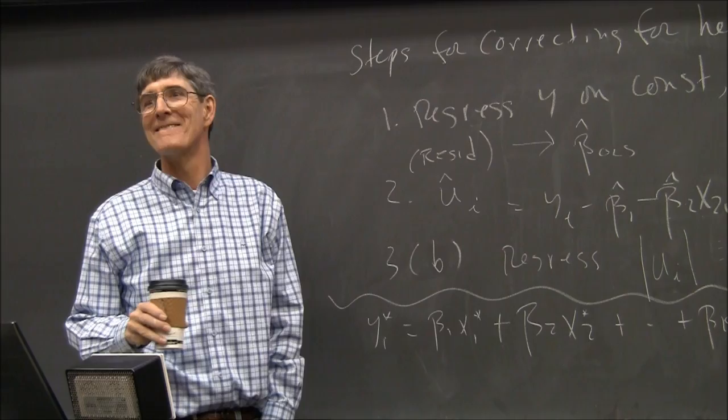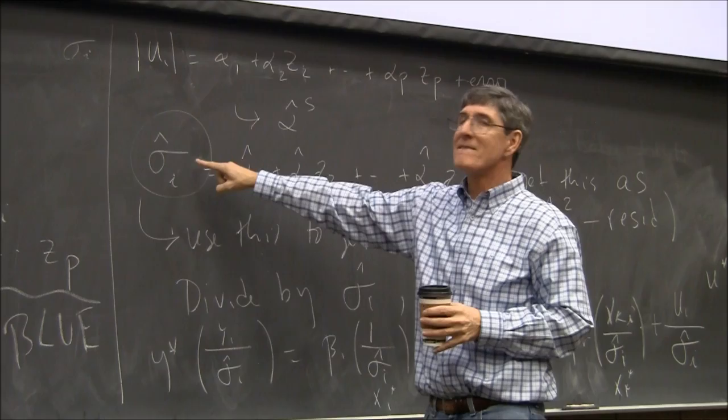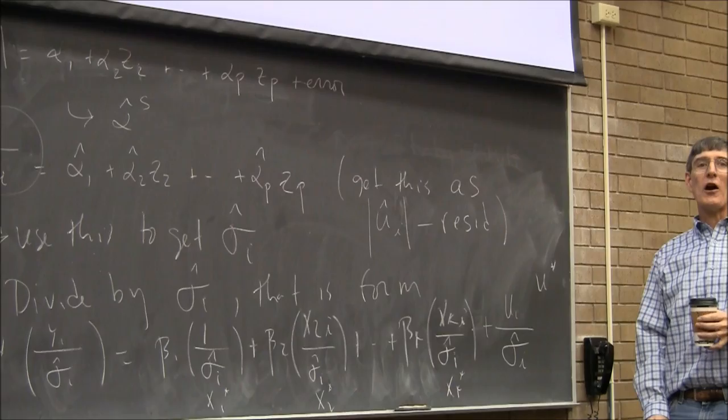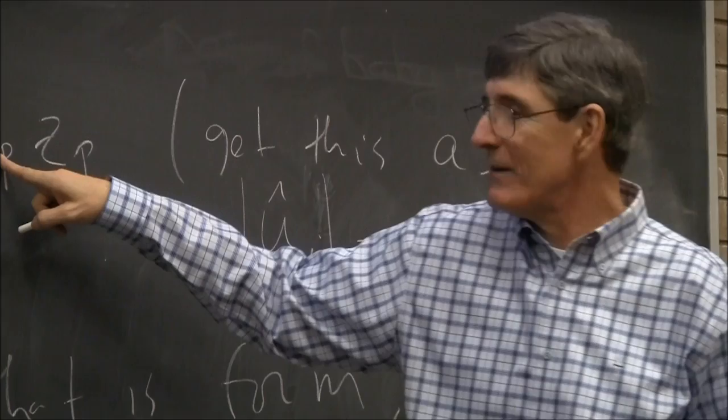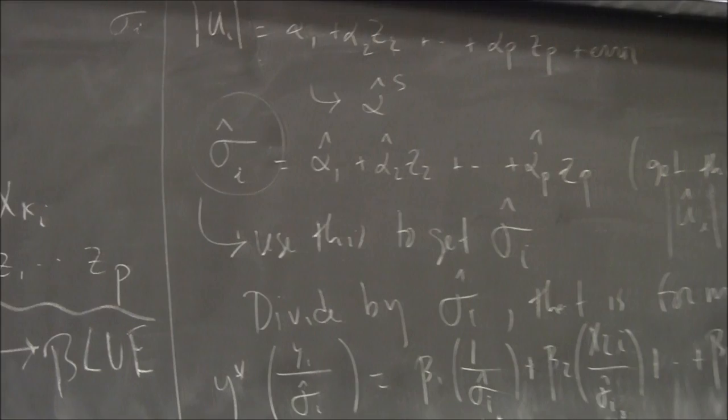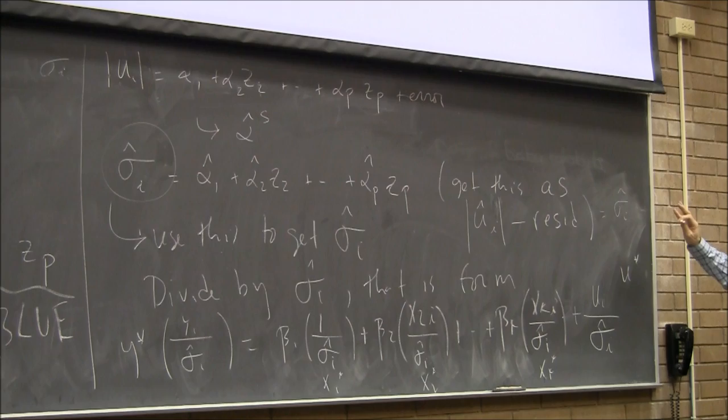Okay, so we get sigma i hat by getting u hat i squared minus resid, or is that? Oh, in this case. Sorry, I didn't change that. Yes. In this case, you have to get that. That's going to give you the predicted values. This is what you use to get that. This is equal to sigma i hat in this case. In the last case, it was sigma i squared hat.